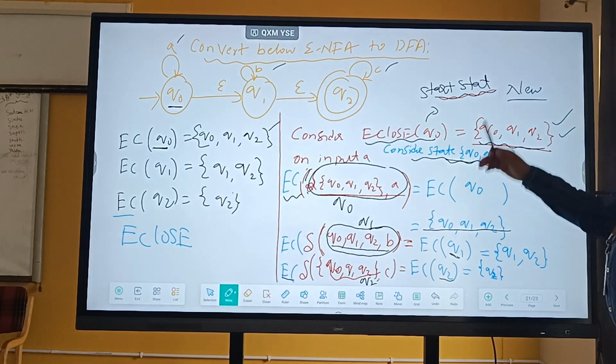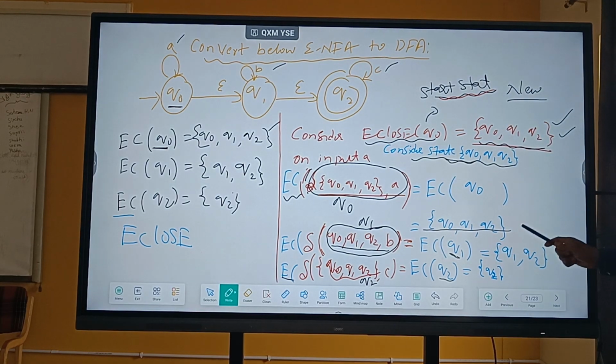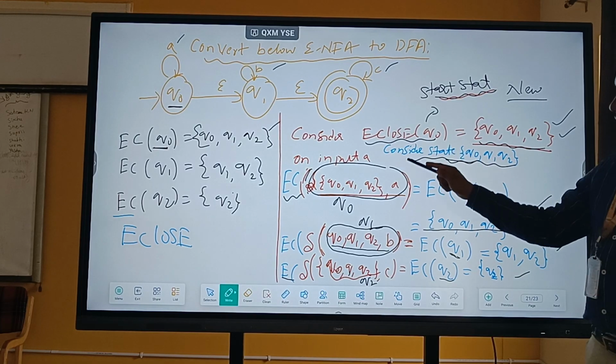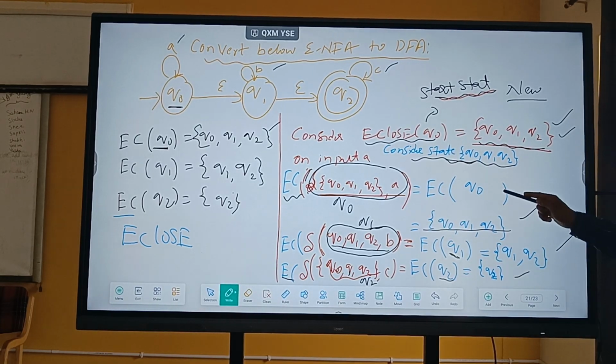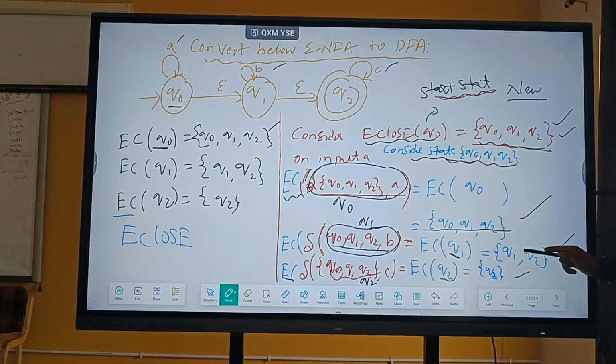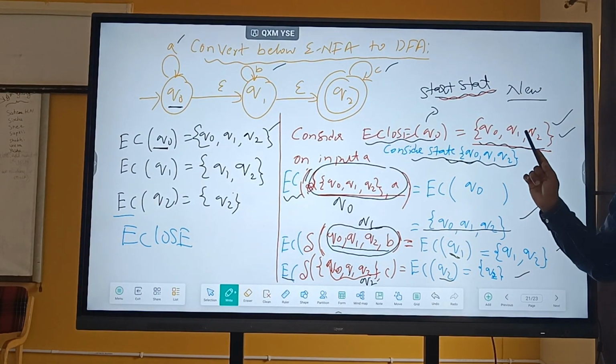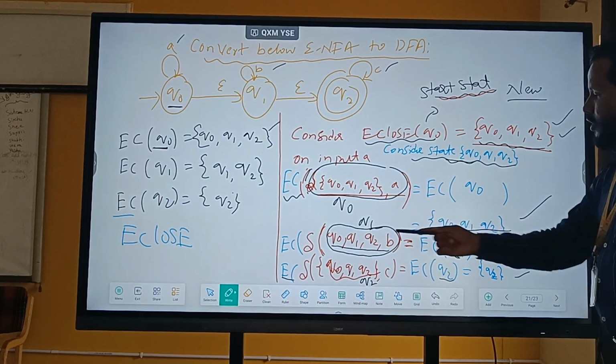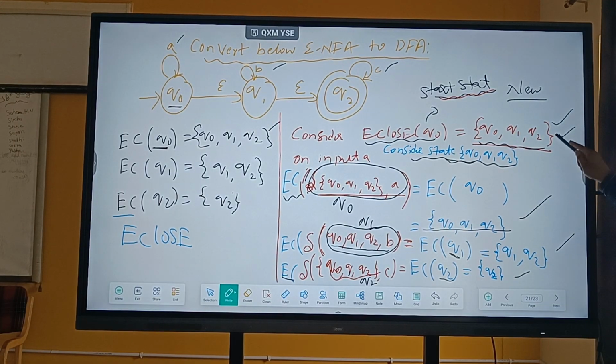Okay, so now these are the states. How many states did we get? We got 3 states: 1, 2, 3. Whatever we applied here, we apply the same thing to the new states, if it is not already applied. This Q0, Q1, Q2 is already a state, so we do not apply it for this. We apply it for only these 2 states. First I consider this one, later I consider this one.